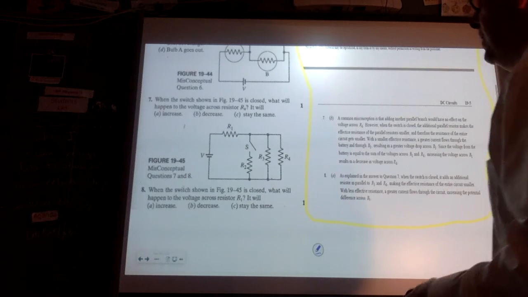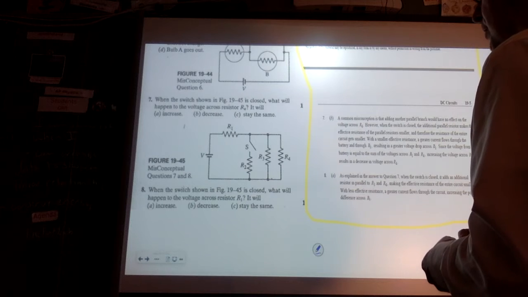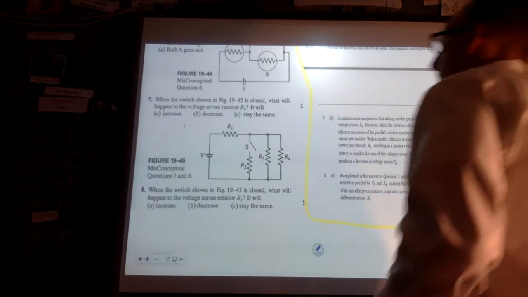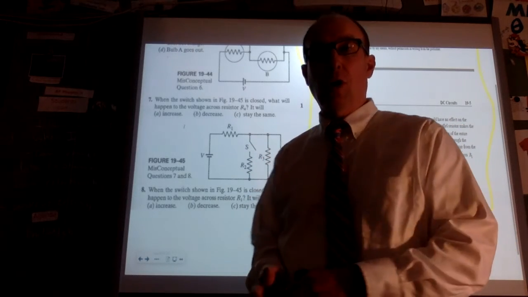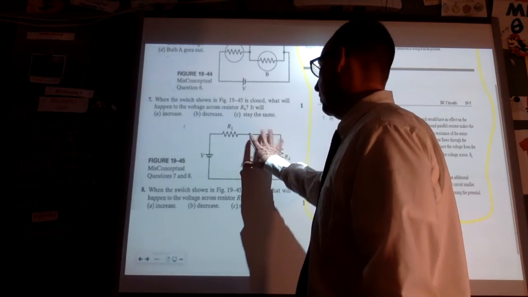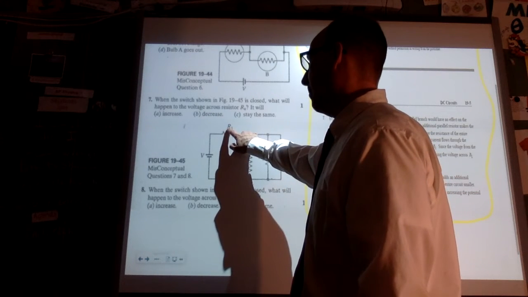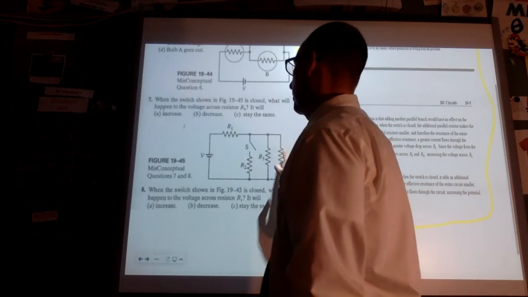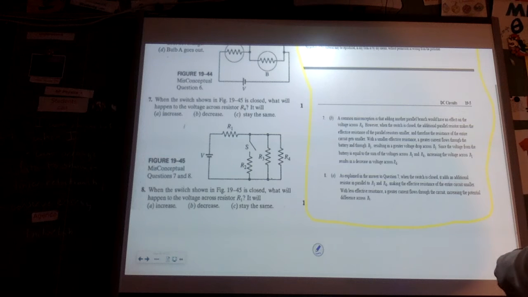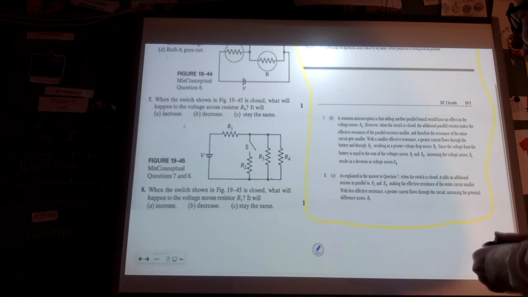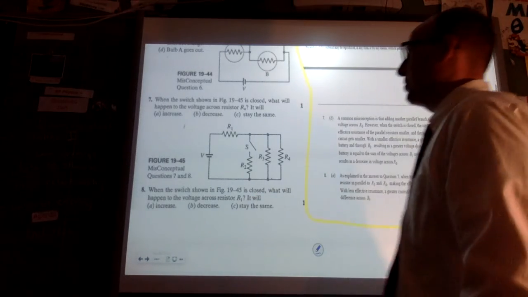When the switch shown in figure 1945 is closed, what will happen to the voltage across R4? By closing this, I'm adding another parallel path that's going to make the overall resistance of this together less, which means there's going to be a bigger voltage drop across R1, which means the voltage drop for each one of these is going to decrease. So R1 is going to increase, I just said.